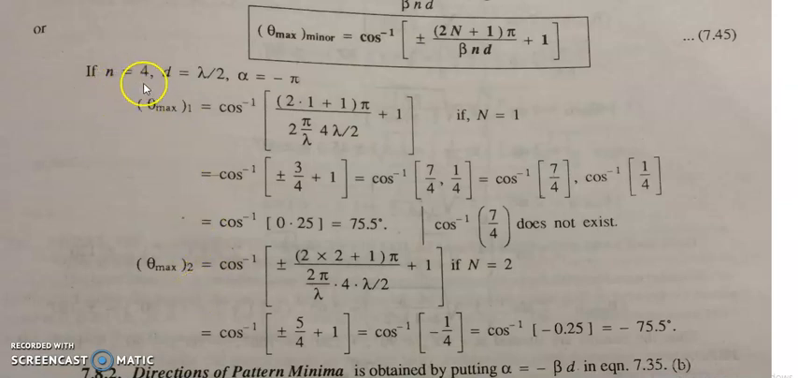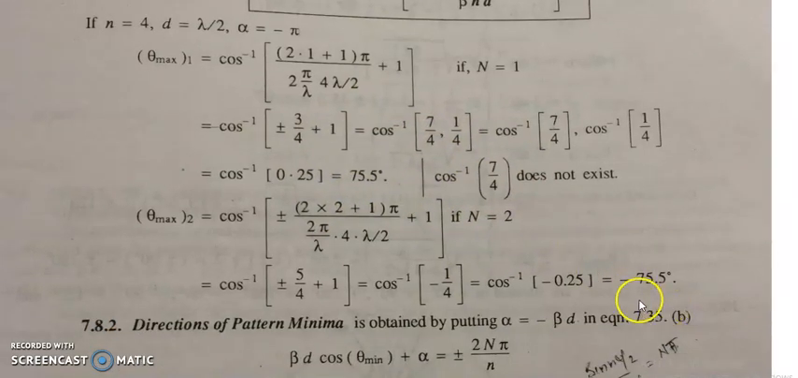For an example, n is equal to 4, d is equal to lambda by 2 and alpha is equal to minus pi. We find two values, and please note that we get only 75.5 degree, and yes, we get only that value because cos inverse of 7 by 4 is invalid. It doesn't exist. Please note all those kind of things from the video and you will understand it.